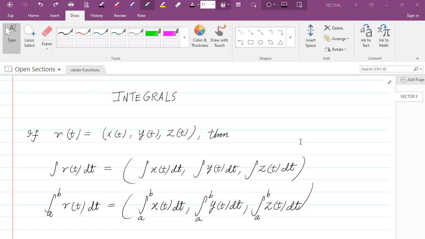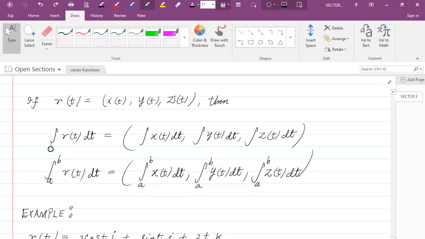Let's look at integrals of vector functions now. If r of t is a vector function with components x of t, y of t, and z of t, then the integral of r of t is basically found by integrating each of the components of r of t.